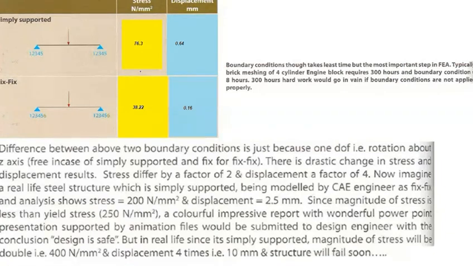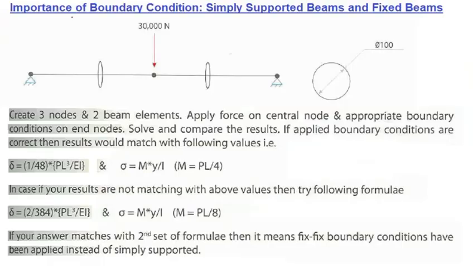The stress for this condition, let us see this one case, the importance of boundary condition, simply supported beam and fixed beam. We are applying 30,000 Newton with the cross section of this beam being 100 mm, say. In this example, create 3 nodes, 1, 2, 3, and 2 beam elements. This is one beam element, the second beam element. Apply the force at the central node like this, and appropriate boundary conditions at the nodes.